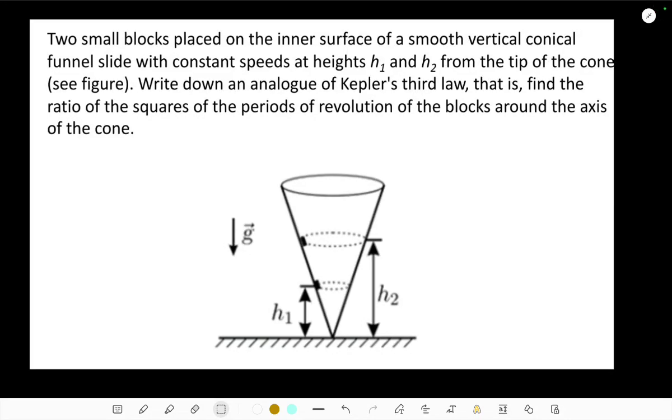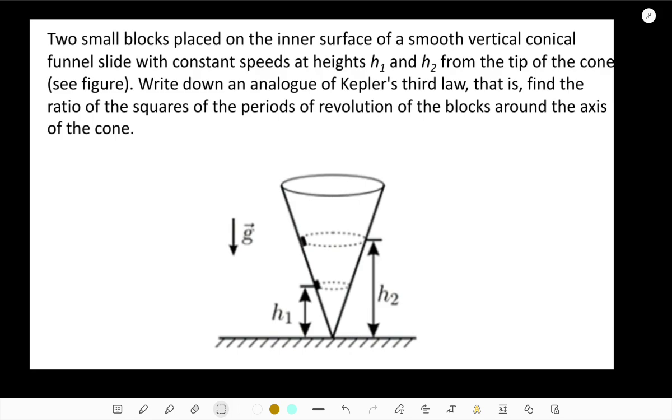And here comes one of the most beautiful problems of circular motion, that is Kepler's analogue for circular motion. As you can see on the screen, there are two small blocks placed on the inner surface of a smooth vertical conical funnel.